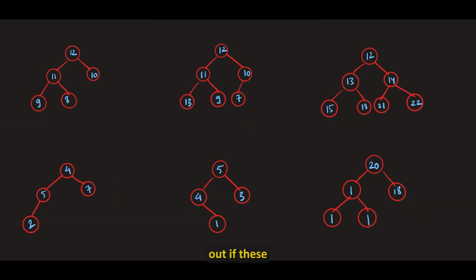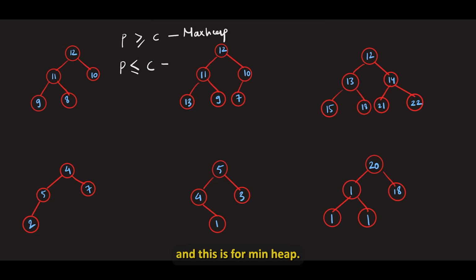Now let's check out if these complete binary trees are binary heaps or not. Remember the property of binary heaps that for any parent P and its child C, the value at P should be greater than or equal to the value at C, or the value at P should be less than or equal to the value at C. This is for max heap and this is for min heap.